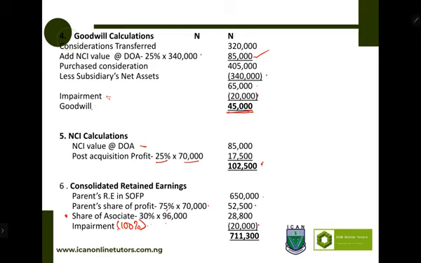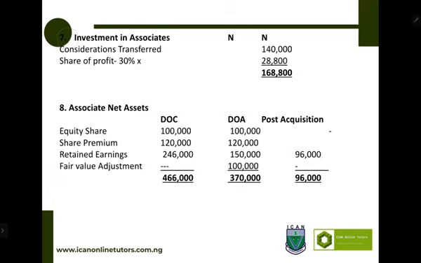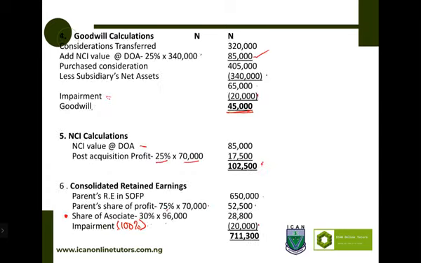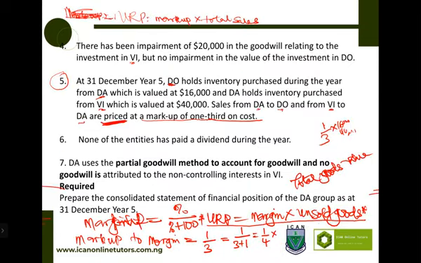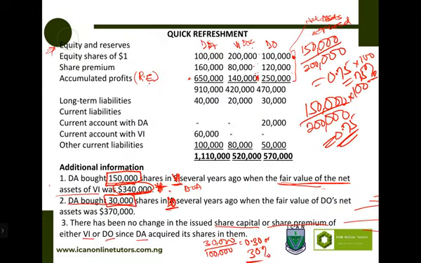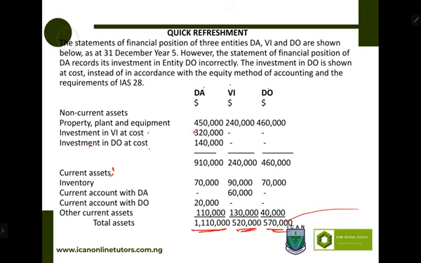Having done consolidated retained earning, the next thing is to go for investment in associate. But this investment in associate, you can first of all do investment in associate, because that is what I've done here. For my investment in associate, the first thing is consideration transferred. I said this is parent, this is subsidiary, and this is what? Associate.